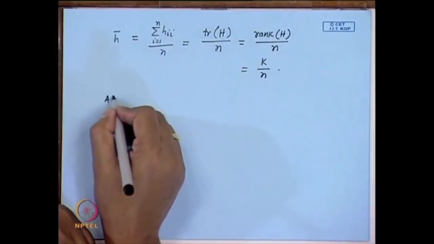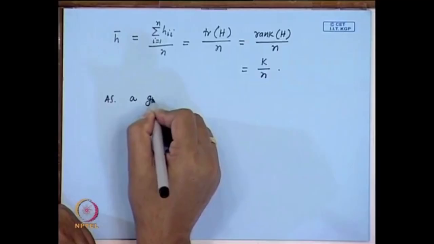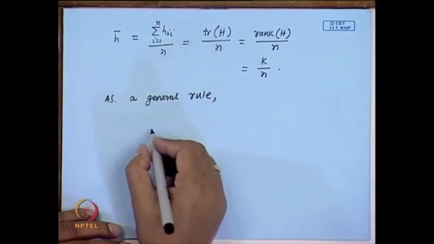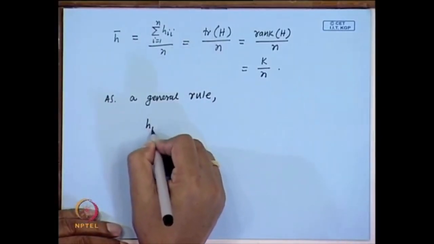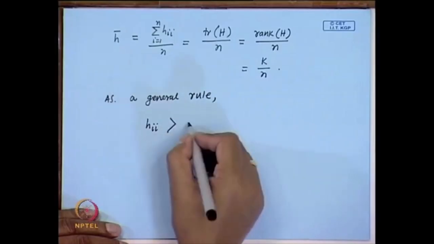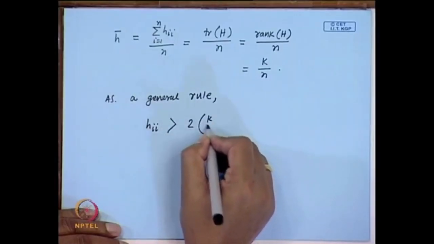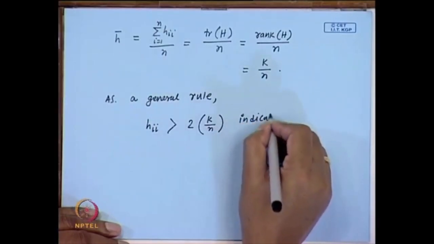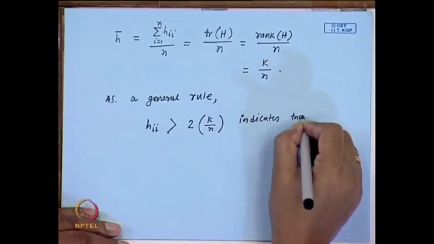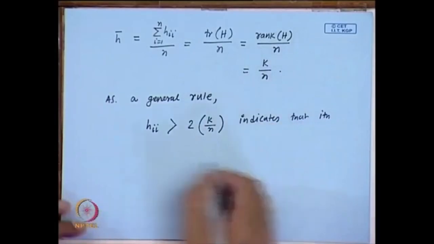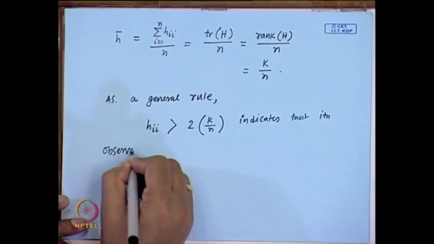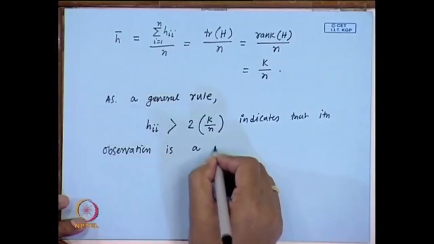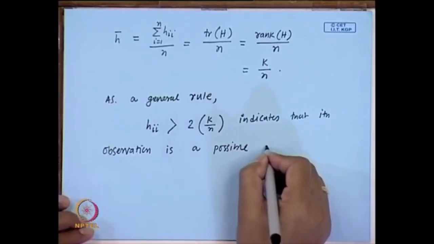So as a general rule, H_ii greater than 2 times k by n indicates that the ith observation is a possible leverage point.